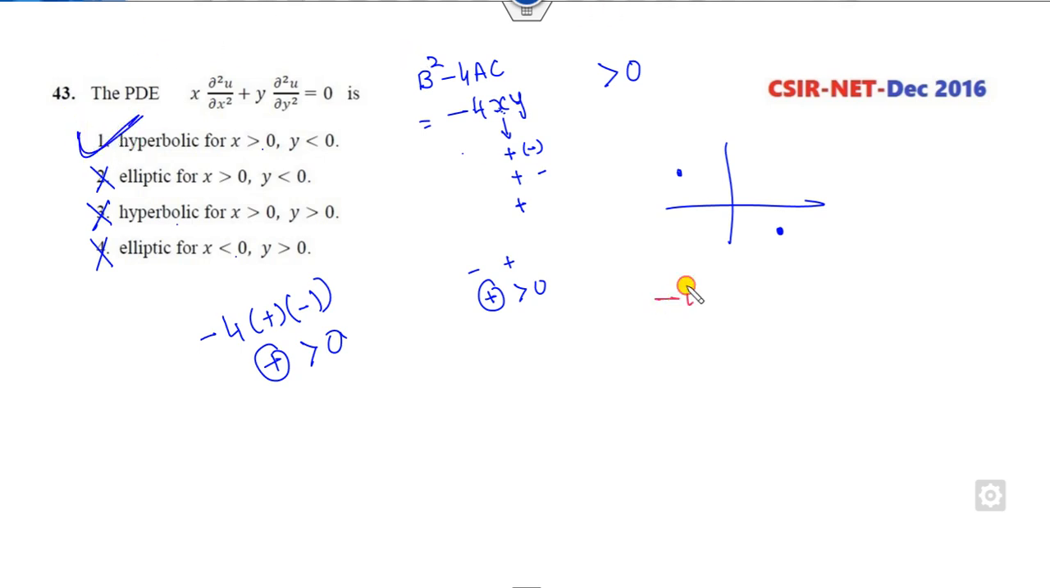I will repeat that. What is the meaning of it? X is positive, y is negative. So what is the sign of this? It's a positive sign, it's greater than 0.